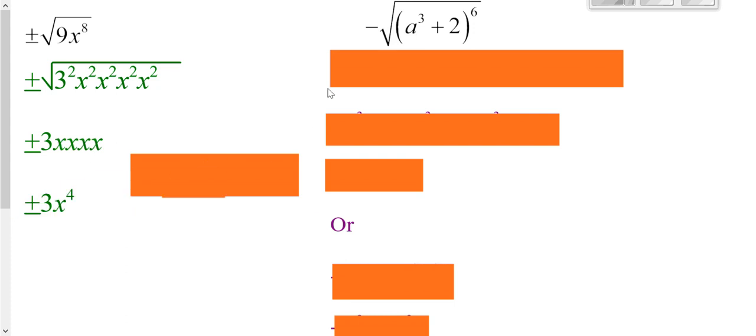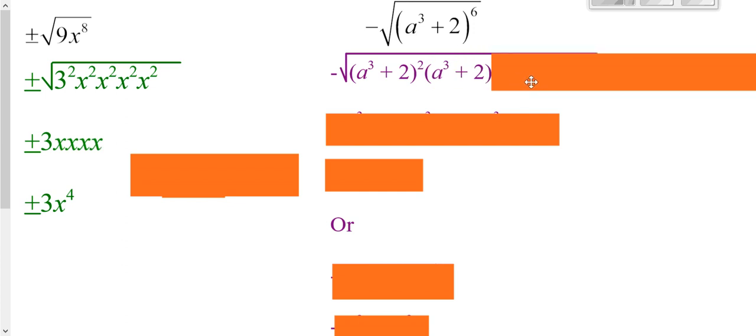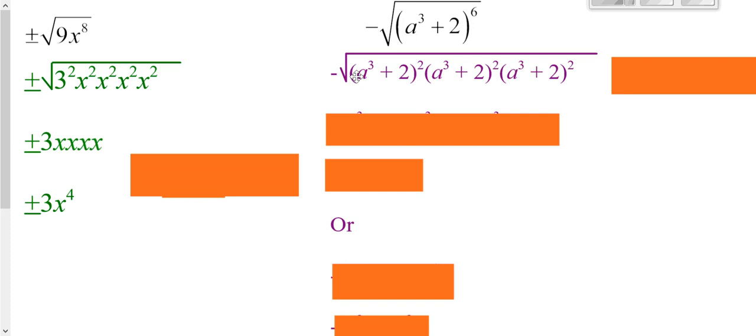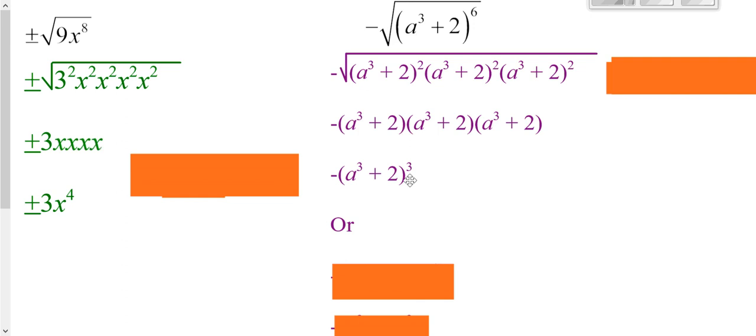Over here, we'd have a negative. Try to rewrite the inside as something squared because we're dealing with a square root. Well, it would be an a cubed plus 2 squared, another a cubed plus 2 squared, and a third a cubed plus 2 squared. Now your purple square root will cancel out each one of these squaring exponents, leaving you just with those parentheses, still with that negative in front. All these parentheses are the same, so you could write it as one parenthesis all cubed, still with the negative in front.